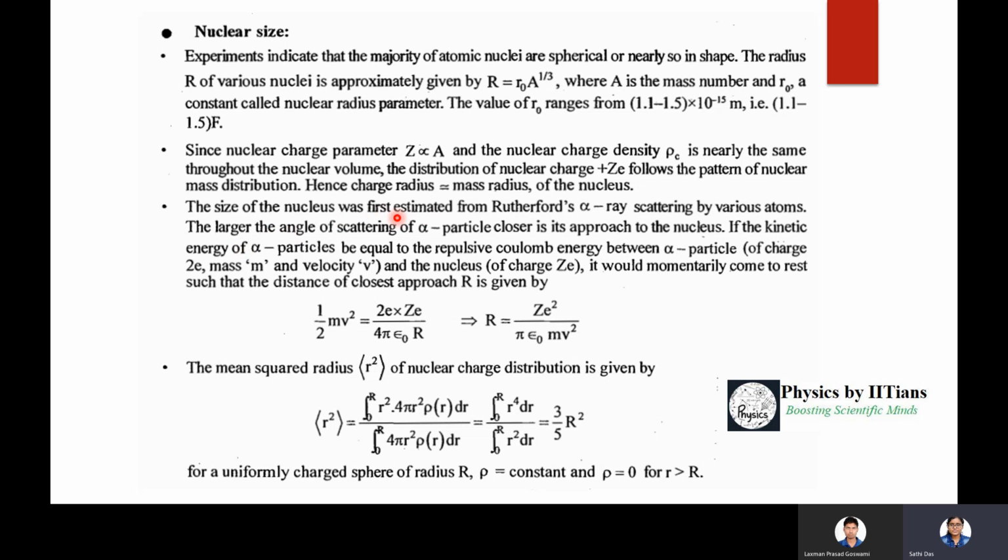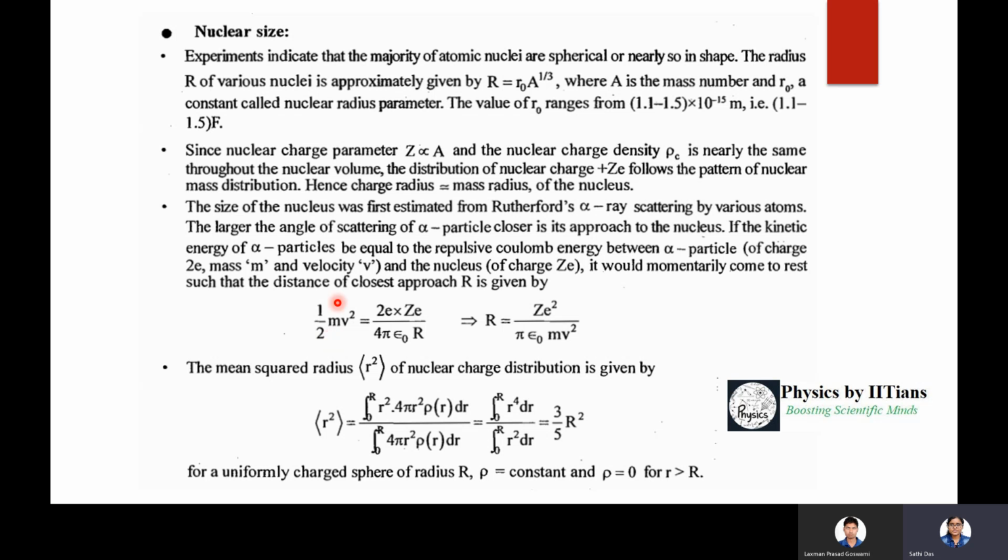The size of the nucleus was first estimated from Rutherford's alpha ray scattering by various atoms, and he showed in his experiment that the radius of the nucleus, or the size of the nucleus, is much smaller than the radii of the orbits of the electrons. The larger angle of alpha particle scattering occurs at closer approach to the nucleus, because there will be maximum scattering due to the Coulombic interaction.